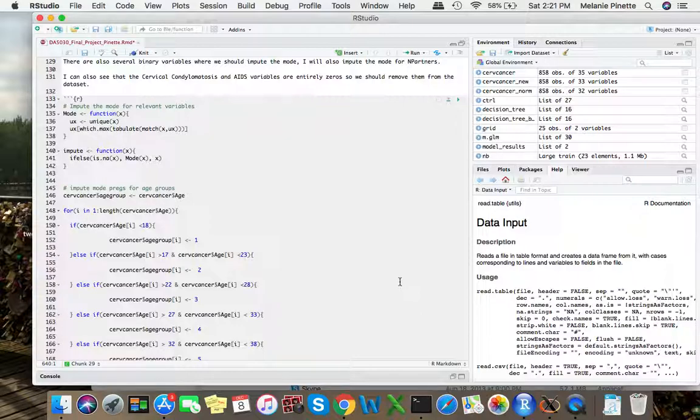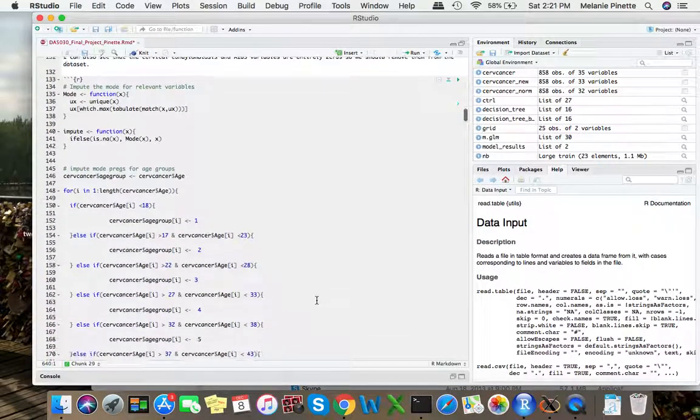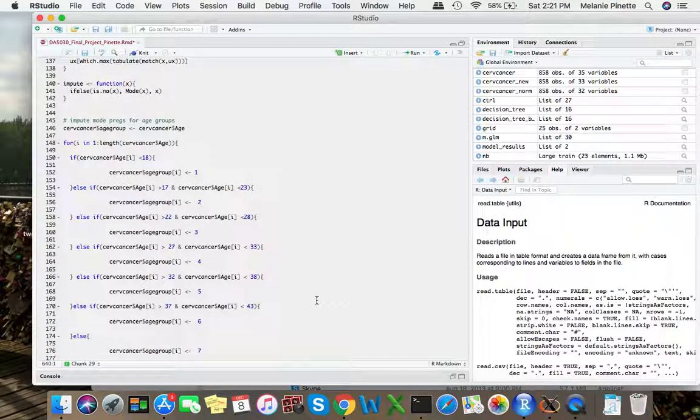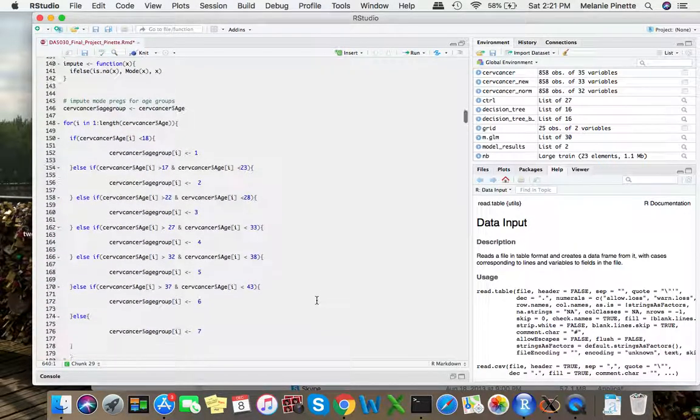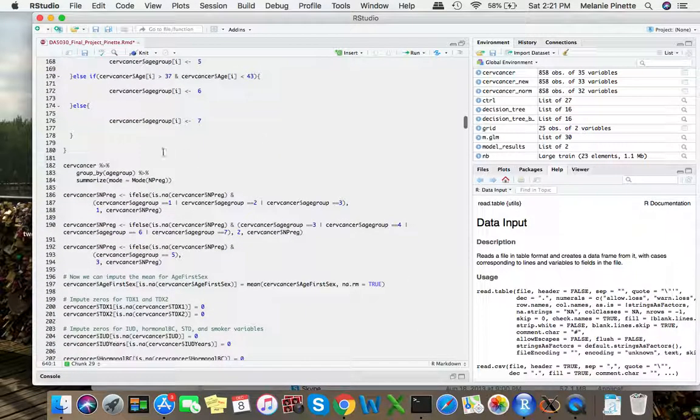So I have created this function that will calculate the mode of an input vector. Then I created an impute function that will use an if-else statement to impute the mode if the value is NA. Next, I created a variable for 5-year age grouping starting at 13 and ending with 43, which is proper childbearing age. Then we calculate the mode number of pregnancies for each age group and apply the imputed mode value for each age group since the number of pregnancies you have tends to vary greatly upon your age.